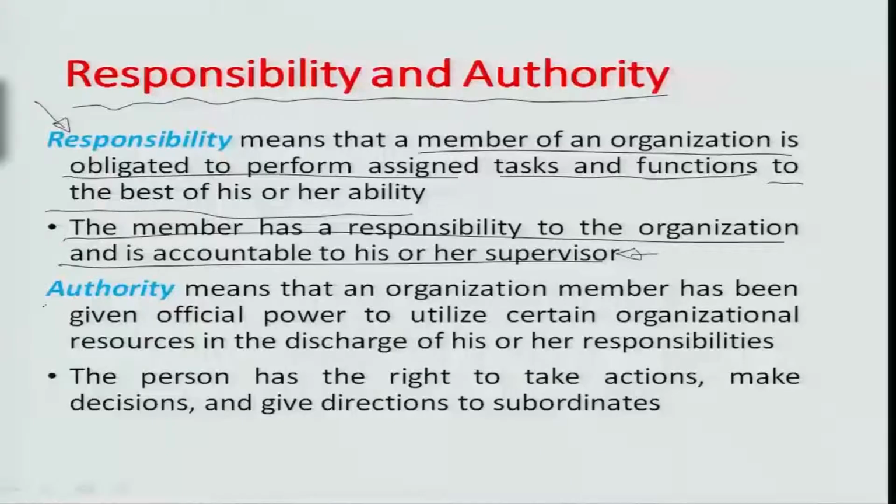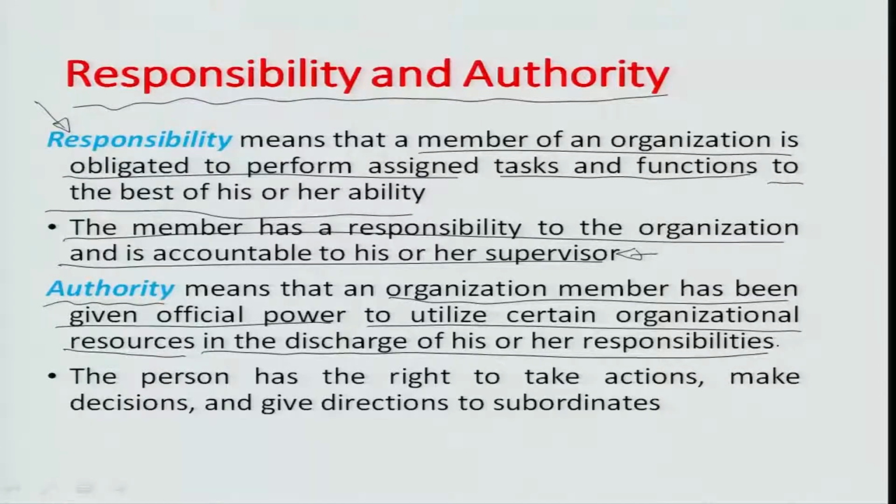So, in line with that, we would like to bring out this term authority, which means that an organizational member has been given an official power to delegate these responsibilities, to utilize certain organizational resources, and to direct these resources with the delegation of the responsibilities to the different people that come under his span of supervision, so that they can discharge the responsibilities well, which have been delegated. Now, this person typically would have a right to take the action, make the decisions, give directions, and in turn is responsible to his higher up within the organization for getting a domain of work finished in time.